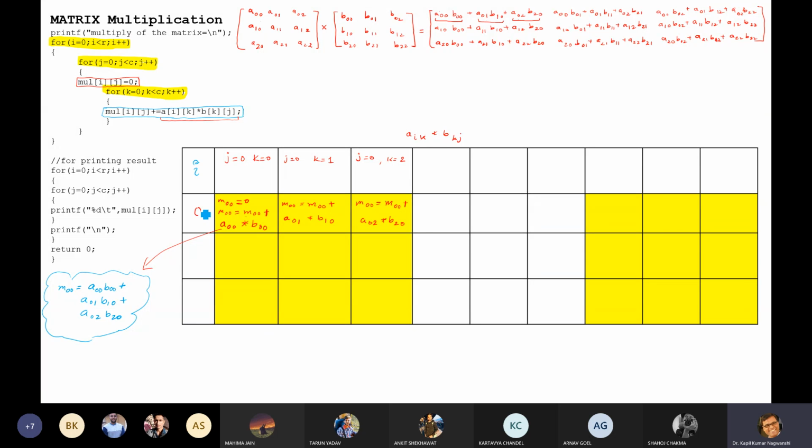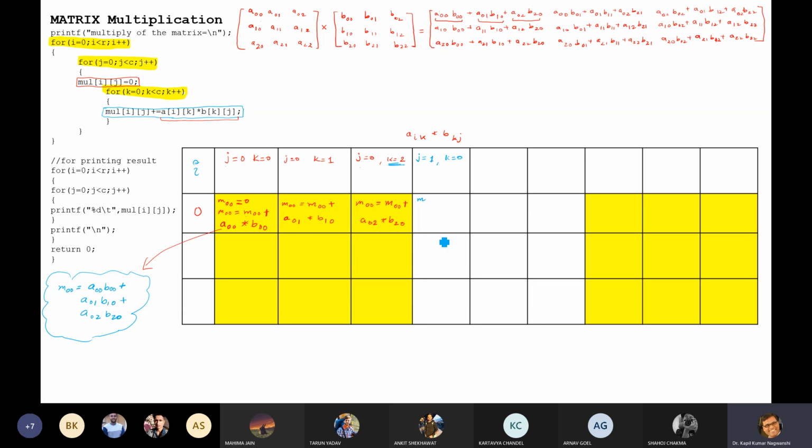Okay, still I is 0. I is 0 and the value of J is incremented because K is completed now, so due to this completion of K, J will be incremented. J equals 1 will be coming, and K equals 0. Now whenever J is changed, the value of M subscript is also changed.